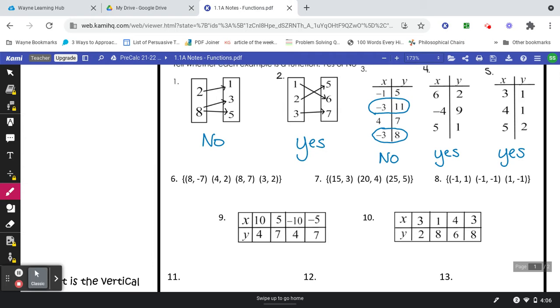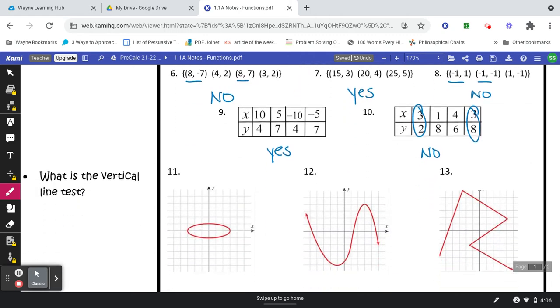All right. Number 6 is a no. And the reason is this 8 right there is paired up with 2 different numbers. 7 is a yes. 8 again is a no. -1 is paired up with 2 different numbers. Number 9 is a yes. The y's are allowed to repeat. Number 10 is a no. That's because of that 3 repeating with the 2 and then again with the 8.